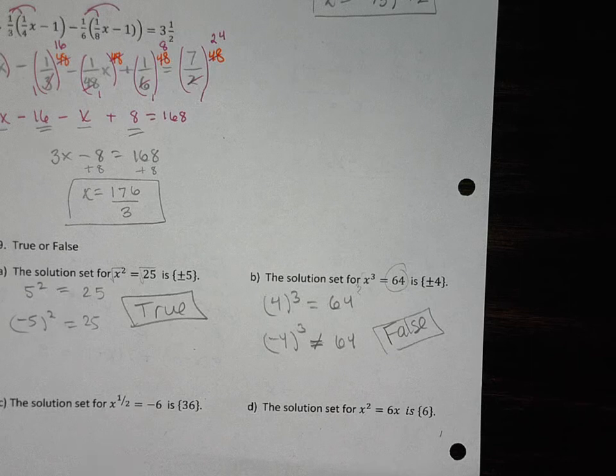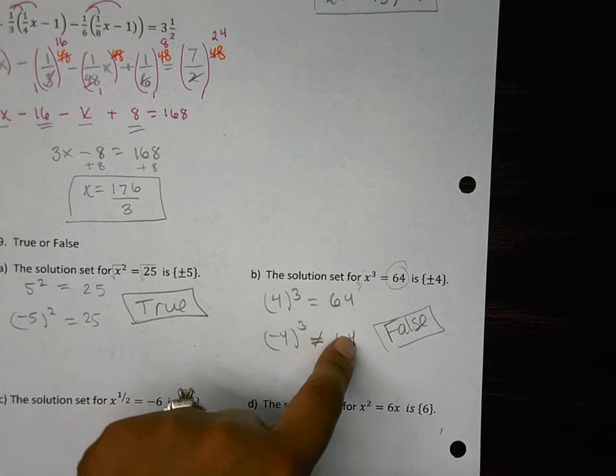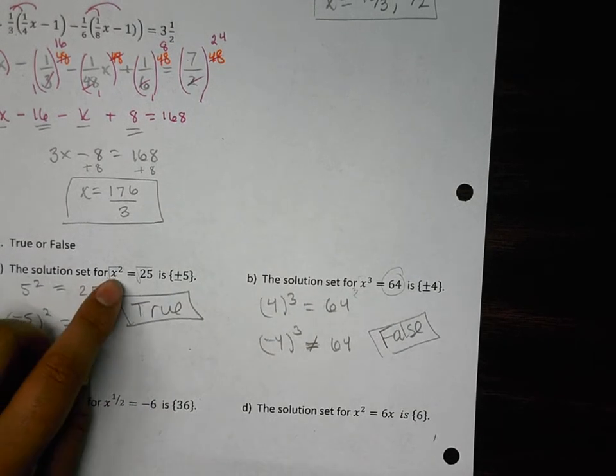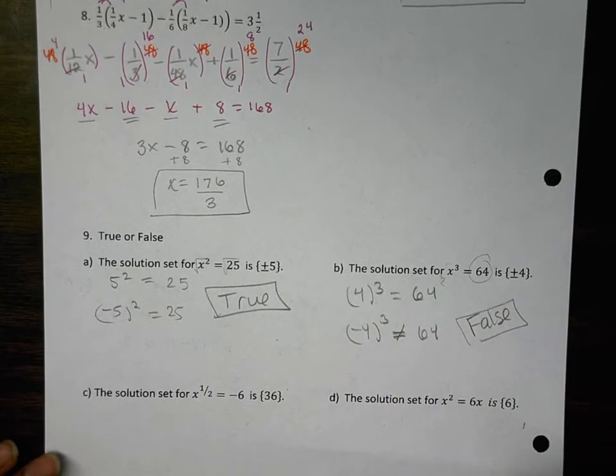Now, what they're trying to get you to see here is when we square root both sides, do we put plus or minus? Yes. When we cube root both sides, do we put plus or minus? No. When it's an even root, like square root or fourth root both sides, plus or minus.